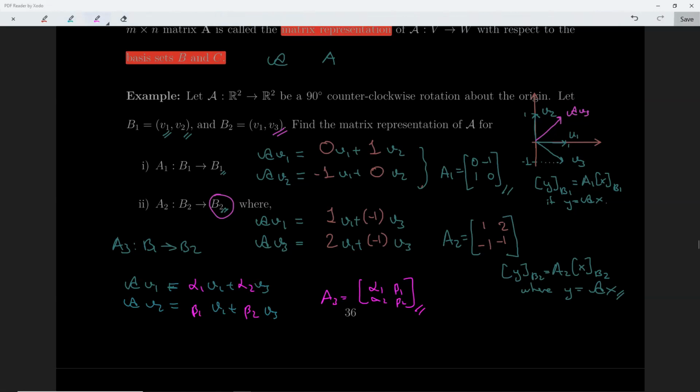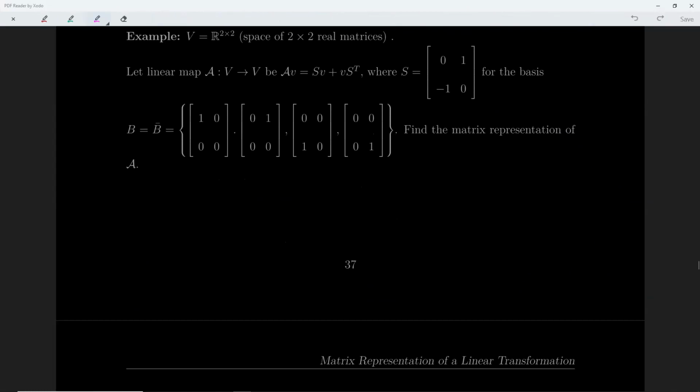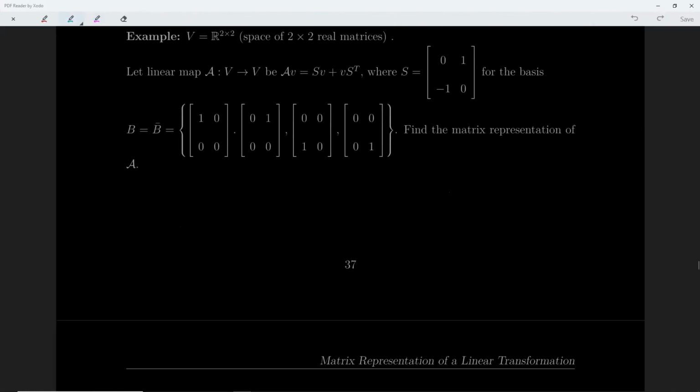So let's continue with another example then. All right, so now we are given the vector space of 2 by 2 real matrices, and the linear mapping is given as A of V is equal to SV plus V times S transpose, where S is equal to this matrix, 0, 1, minus 1, 0, okay?